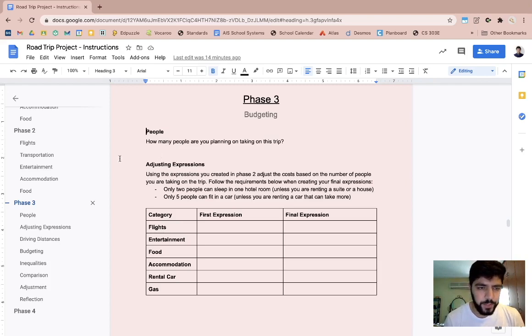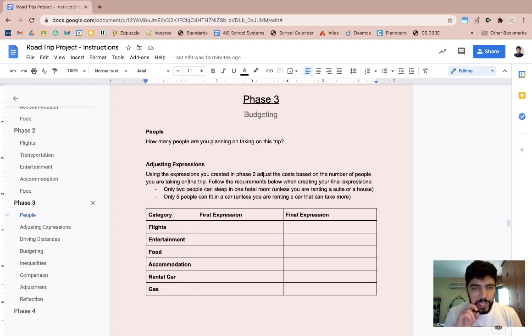And the first thing you have to decide when starting phase 3 is how many people you're going to take on this trip. Okay, this is going to determine all of the rest of your costs. So make sure that you are making the right decision here because it's going to be hard to change it later.